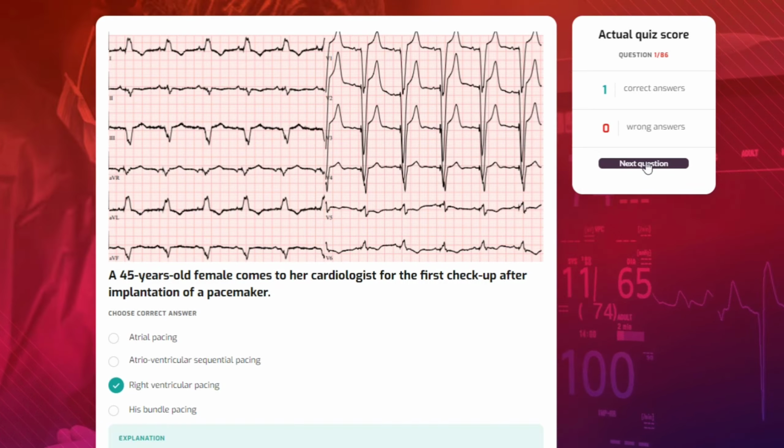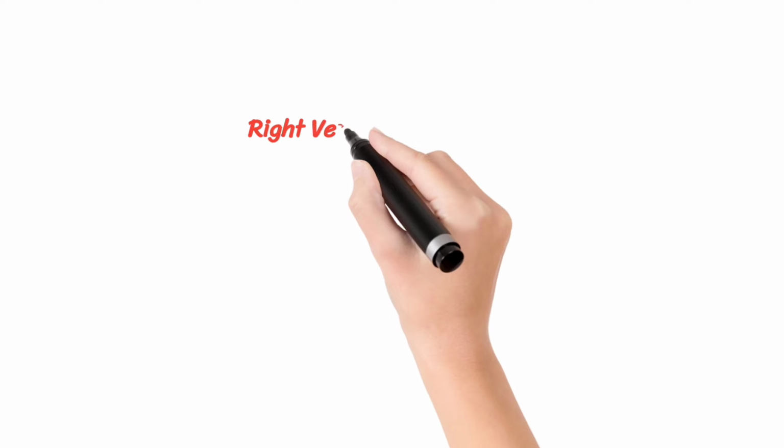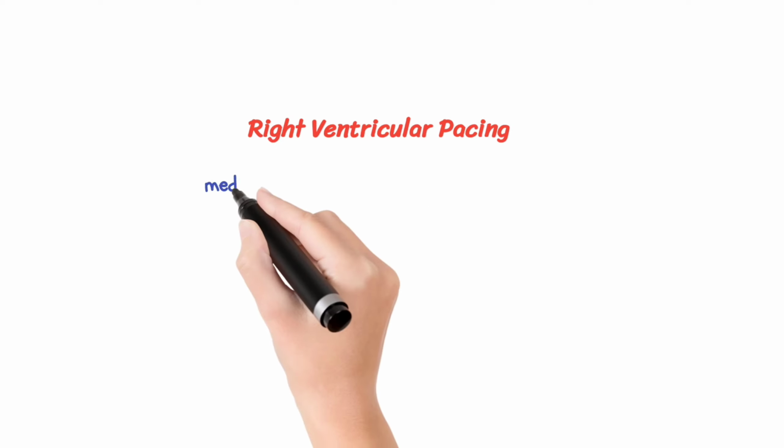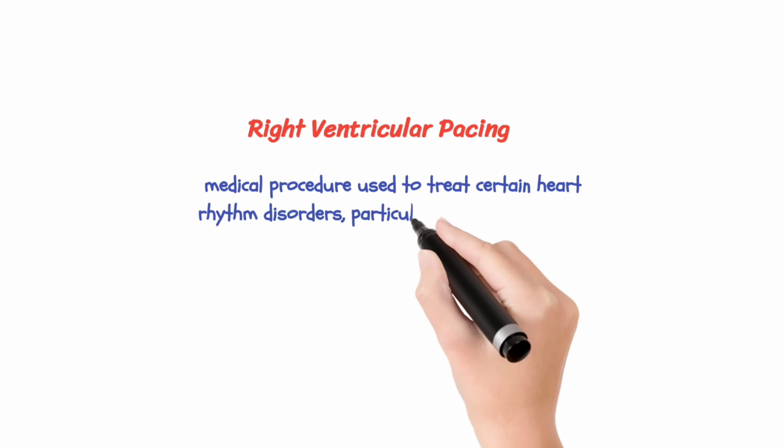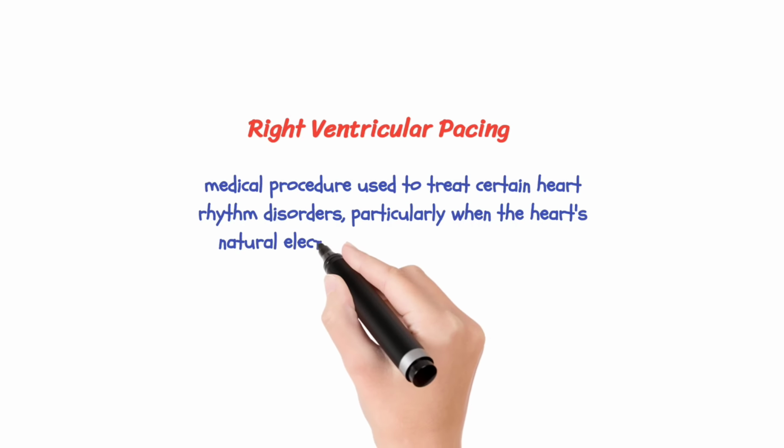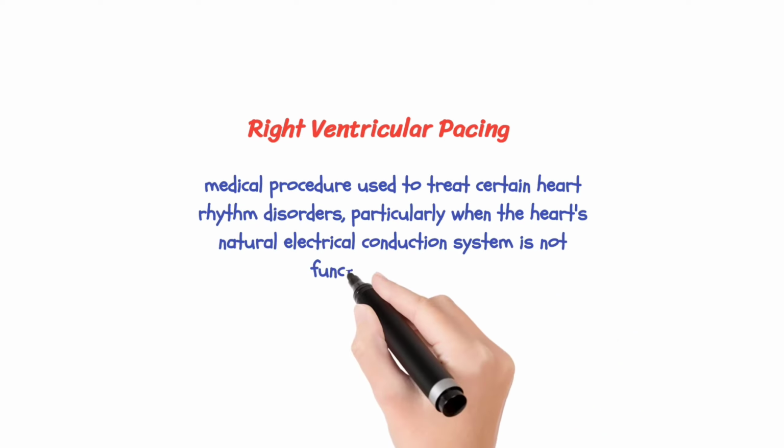It's correct. अब हम इसे और एक्सप्लेन करके देखते हैं. Right ventricular pacing is a medical procedure used to treat certain heart rhythm disorders, particularly when the heart's natural electrical conduction system is not functioning properly.